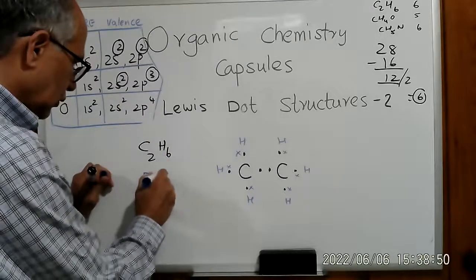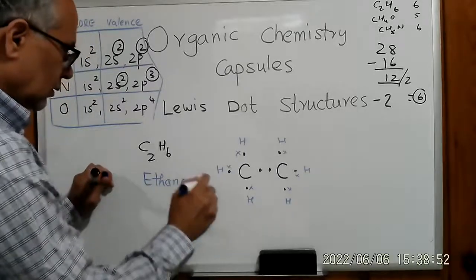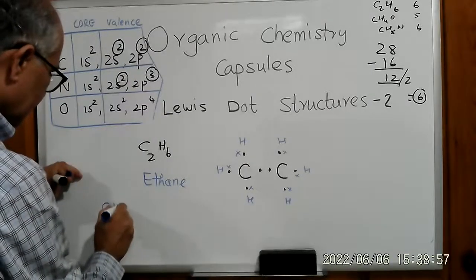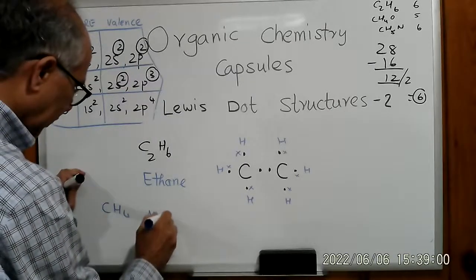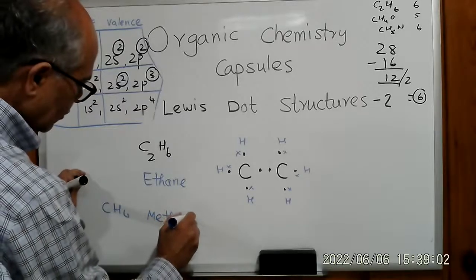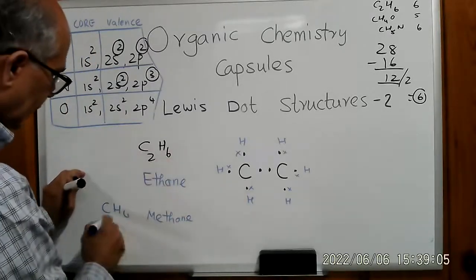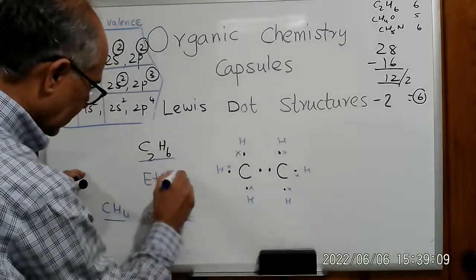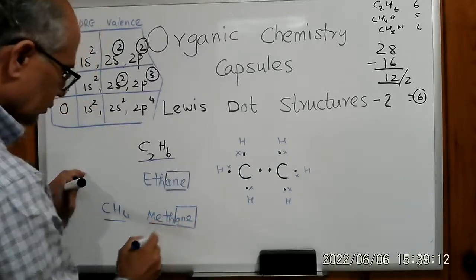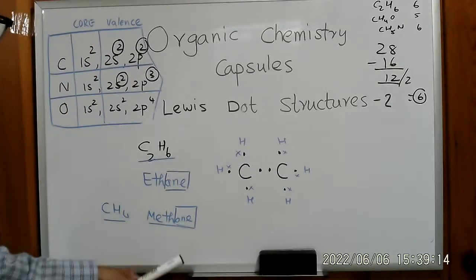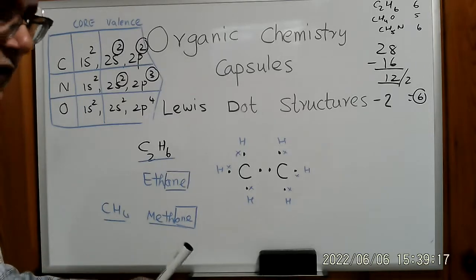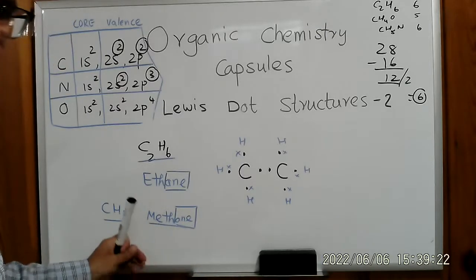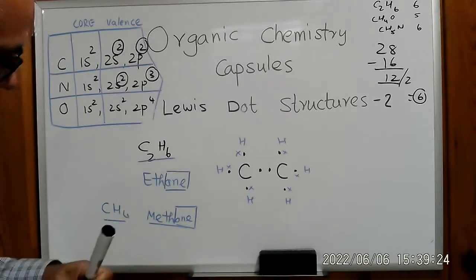Incidentally, this molecule is called ethane. Last time, in the Lewis dot structures 1 video, we looked at the structure of CH4, which is methane. Notice there's some similarity here: CH4, methane, C2H6, ethane. I'm just bringing this up because later on when we talk about naming this compound, this suffix, ane, means something in naming.